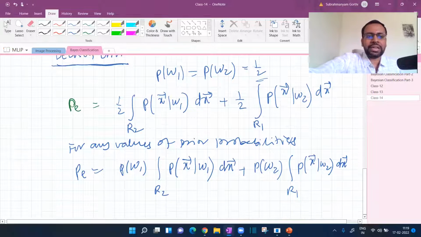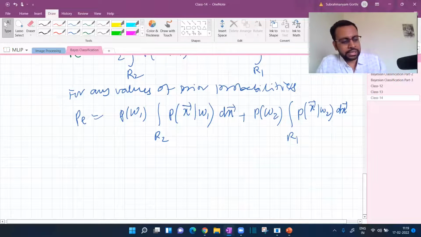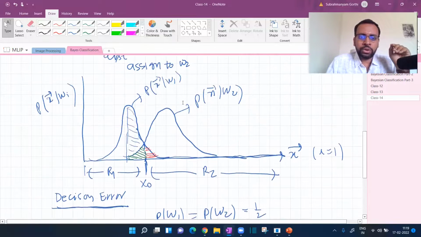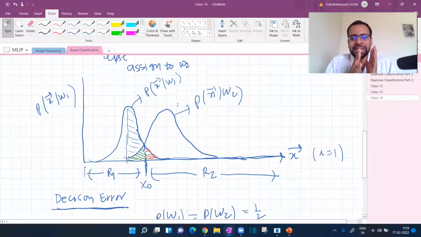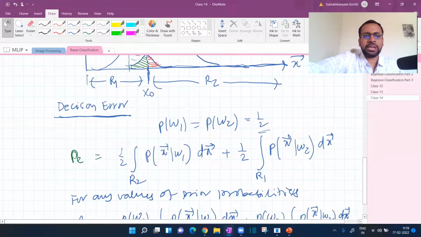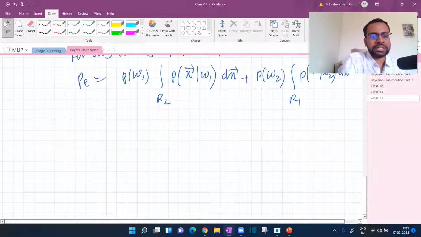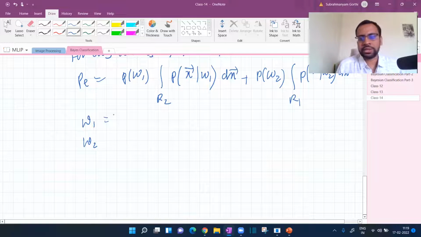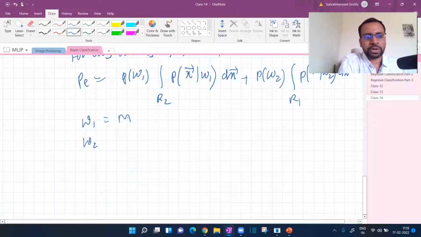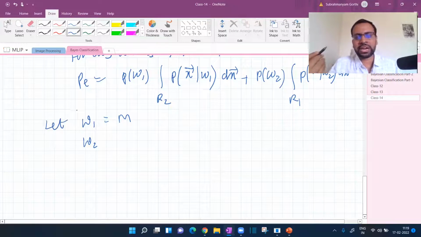So now I'll tell you first one practical scenario where you are okay with performing some misclassification with a particular class, but not as much as with another class, where you are not okay. So maybe let me give you one practical example. Let's say I have two classes, omega 1 and omega 2. Assume that this omega 1 corresponds to a class of malignant tumor. Okay, this is one scenario I'm telling you.